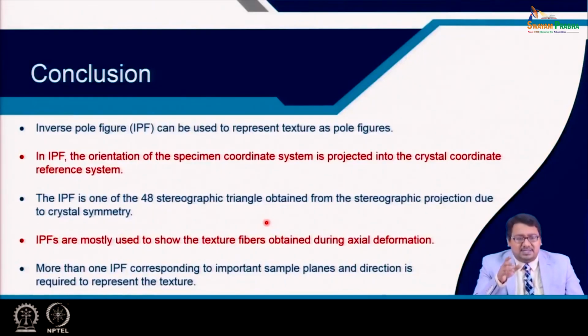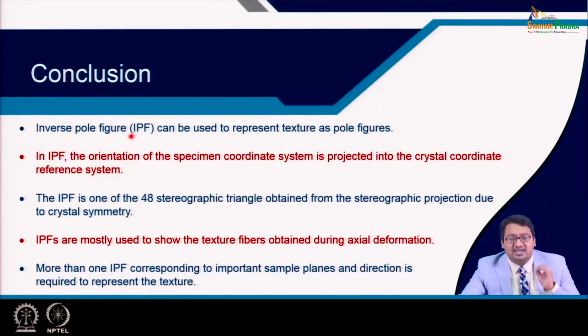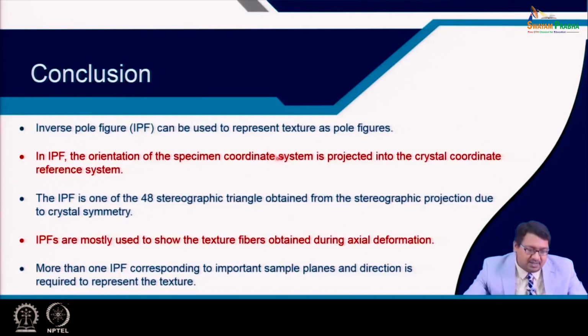So, it can be concluded that inverse pole figures, that is IPF in abbreviation, can be used to represent texture as we represent texture using pole figure. In inverse pole figure, the orientation of the specimen coordinate system is projected into the crystal coordinate system reference frame. The IPF is one of the 48 stereographic triangles obtained from the stereographic projection due to crystal symmetry, and this I am talking about the cubic crystals only.